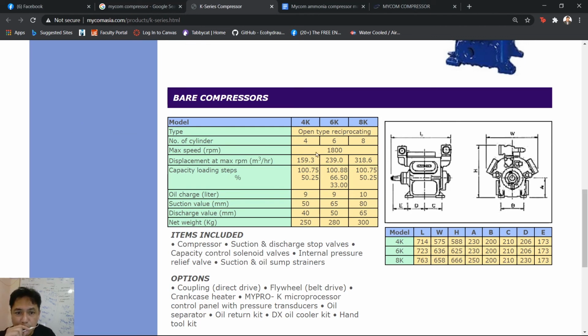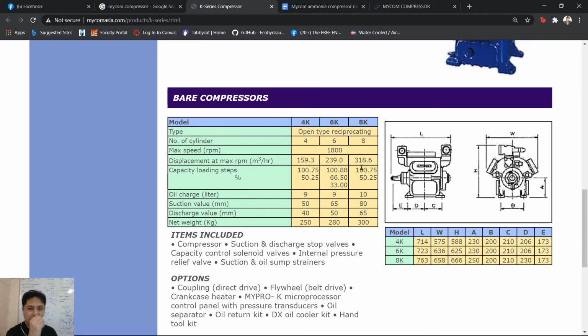So, going back here, what are the other specifications for a compressor? We have this maximum speed, no? In this case, the normal speed is 1,800 RPM. Then, displacement at RPM, no? At maximum. So if your RPM or yung bilis mo ay 1,800, this is the displacement. When we talk about displacement, it is about volume. Yung amount ng gas na pwede nyo lang ma-compress at ma-discharge, no? Displacement, anong unit? That is the volume flow rate, no? Cubic meter per hour, this one, 159, 239, and 316.